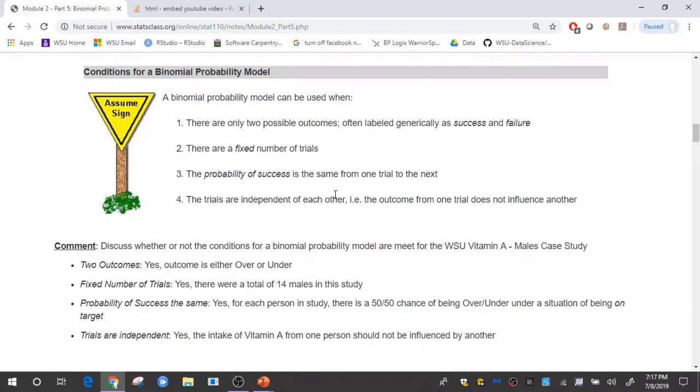There are conditions for a binomial probability model. In fact, any statistical model that we would use would have conditions associated with it. 3 of these conditions we have brought up several times. The first one is there are 2 possible outcomes. The second, there's a fixed number of trials. The third is the probability of success is the same from one trial to the next. And then a fourth one, which has not been mentioned up to this point, is that the trials need to be independent of one another. What that means is one outcome cannot be influenced by another.